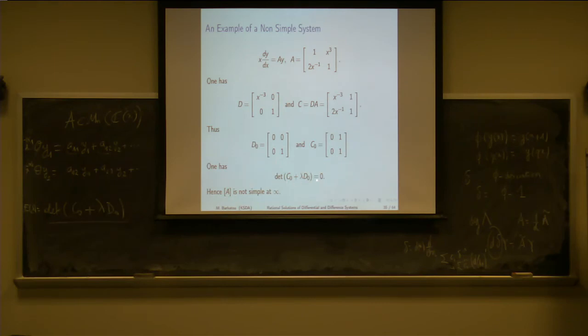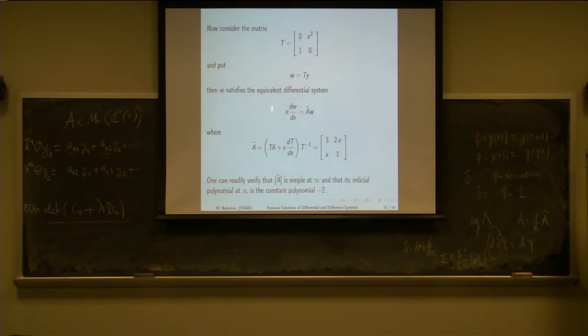The determinant here is identically 0 because there is a 0 column in this matrix. So you see that this determinant can be identically 0. So this is a non-simple system.